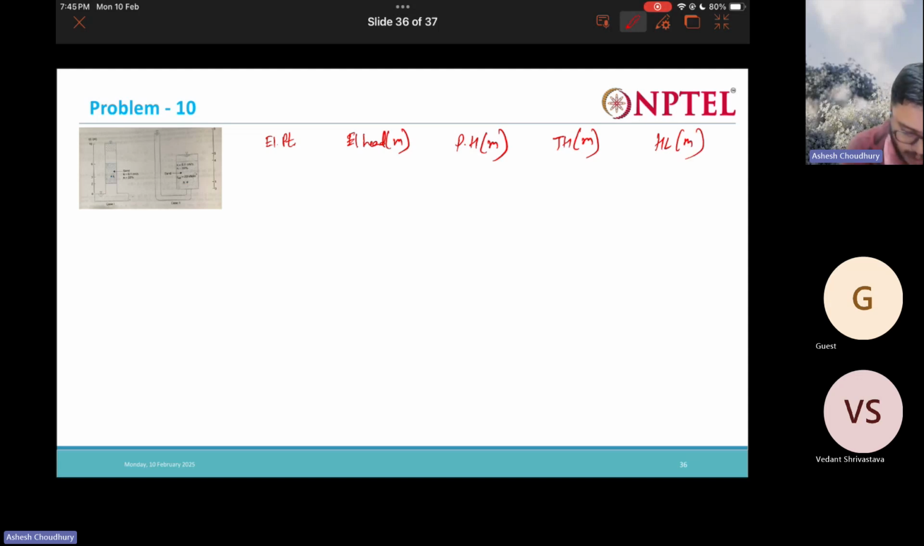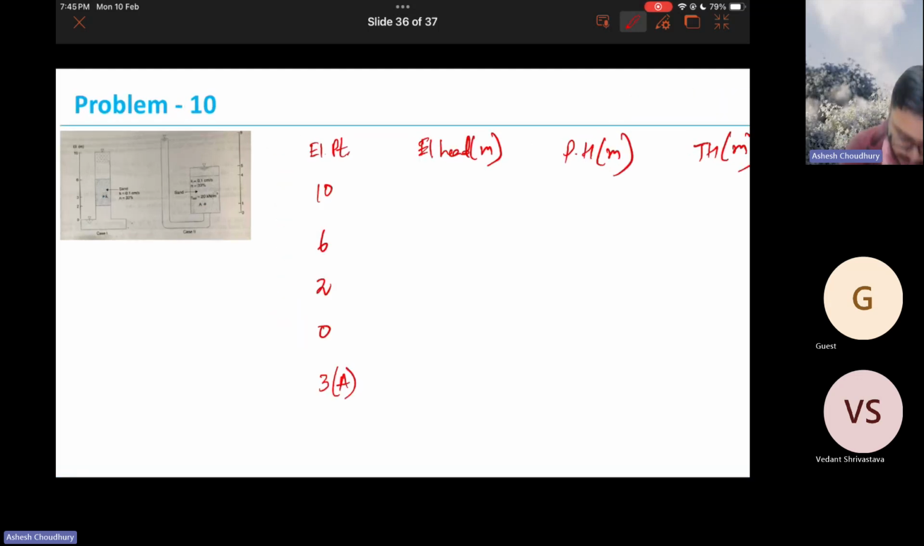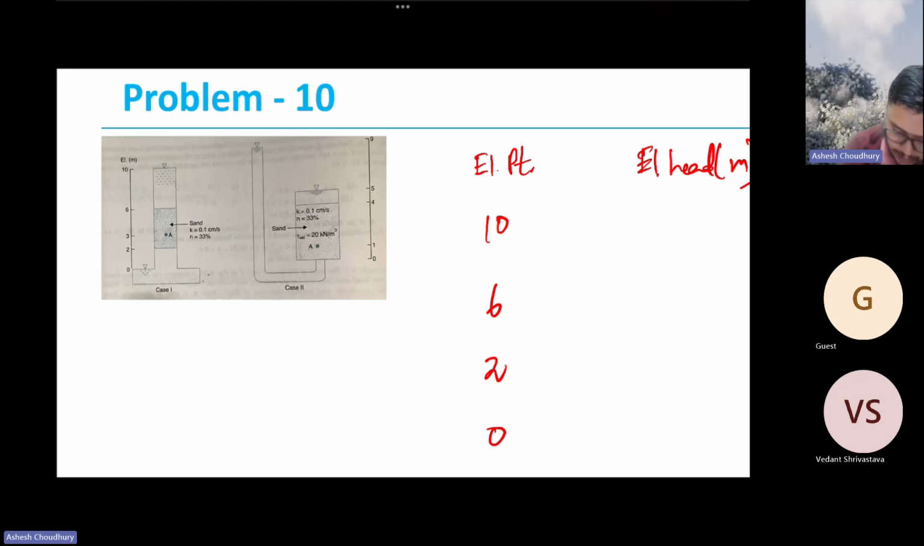We will write all the points. From this figure we will write elevation point 10, elevation point 6, elevation point 2, elevation point 0, and elevation point 3, which is nothing but our A point.